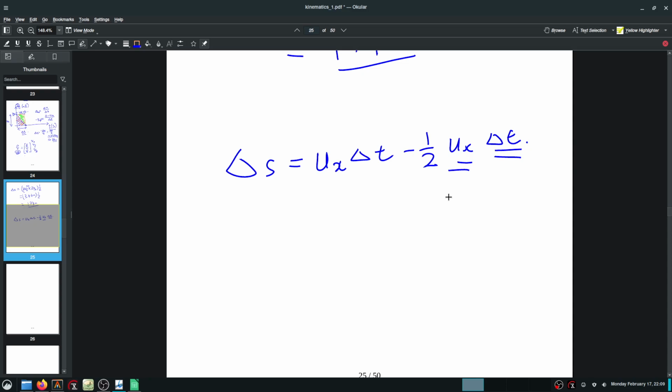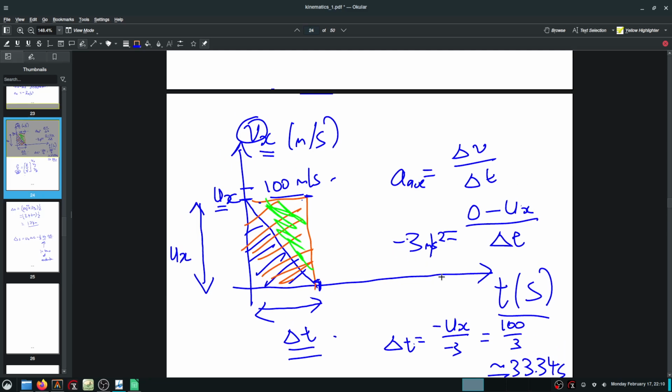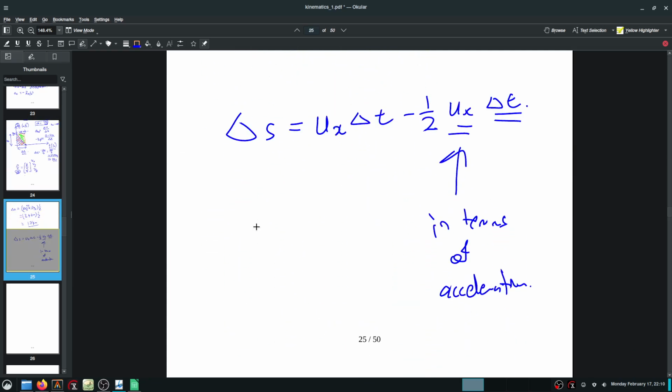Okay, what's delta t? Or rather, what's ux in terms of acceleration? We saw earlier, here was your ux, here was your acceleration. So the acceleration equals minus ux over delta t in this case. Okay, so I'm going to make the acceleration the subject. So ux equals minus a delta t. I'm going to substitute that in. Ux equals minus a delta t. That's what the formula says.